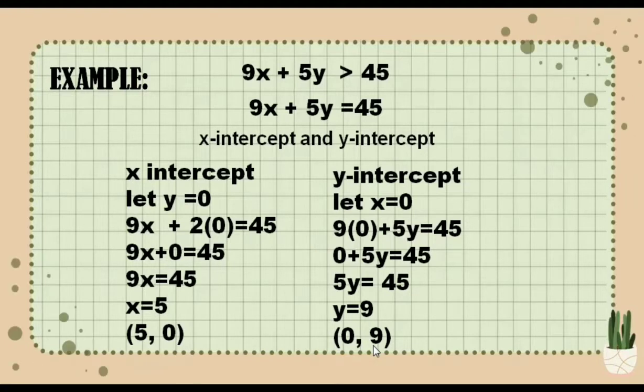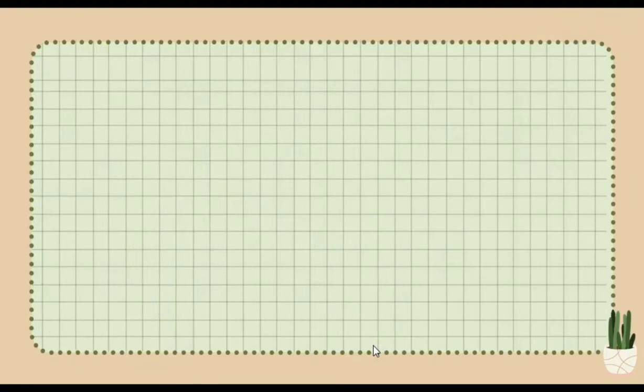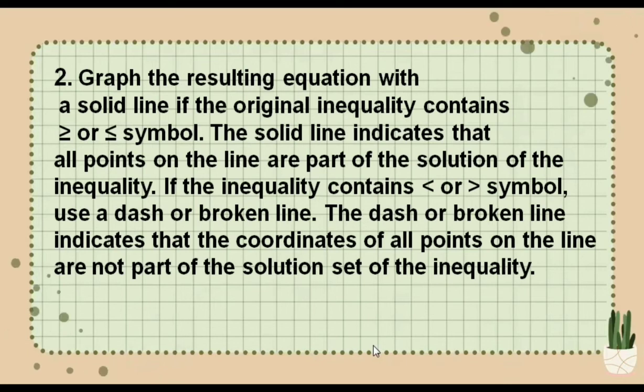We need to move on to the next step, which is to graph the resulting equation with a solid line if the original inequality contains a greater than or equal to or less than or equal to symbol. So if the original inequality contains this kind of symbol, we are going to use the solid line. Thus, the solid line indicates that all the points on the line are part of the solution of the inequality.